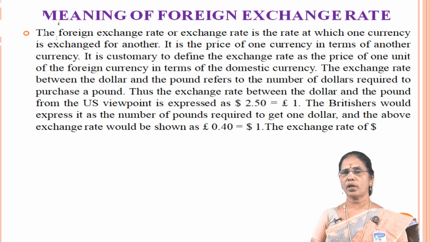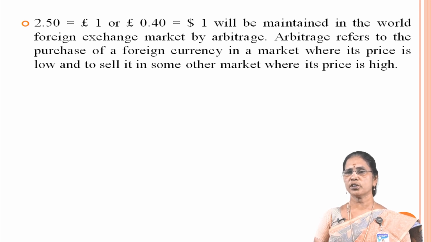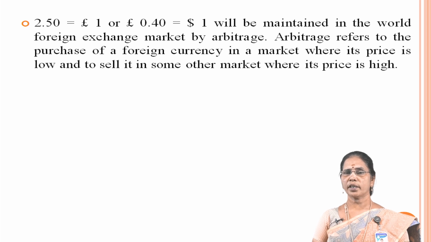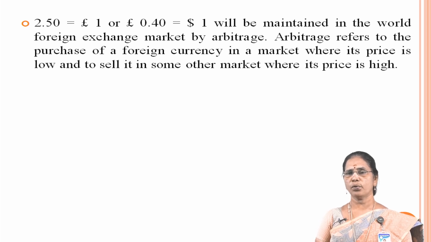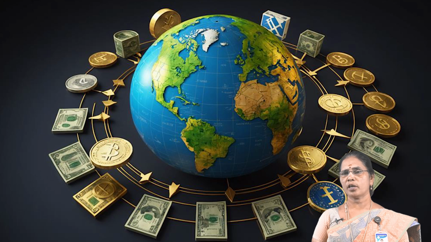The exchange rate of $2.50 equal to 1 pound, or 0.40 pound equal to $1, will be maintained in the world foreign exchange market by arbitrage. Arbitrage refers to the purchase of a foreign currency in a market where its price is low and to sell it in some other market where its price is high. The effect of arbitrage is to remove differences in the foreign exchange rate of currencies.